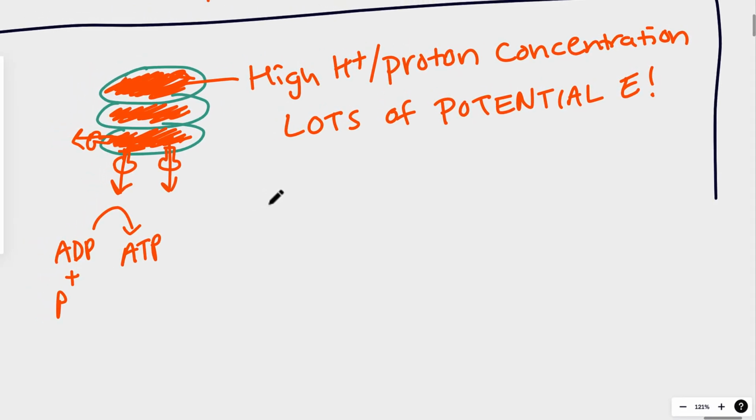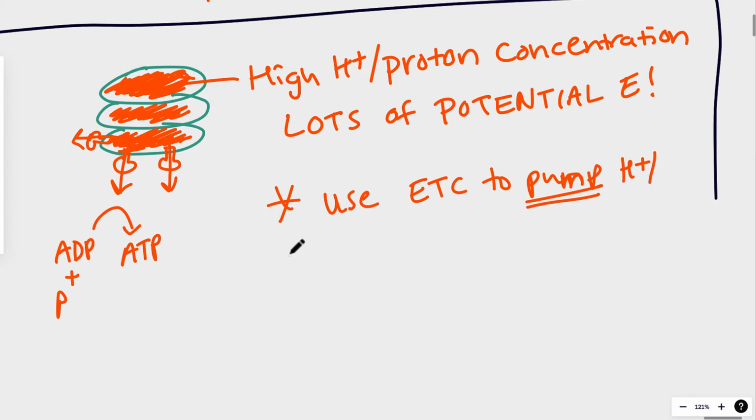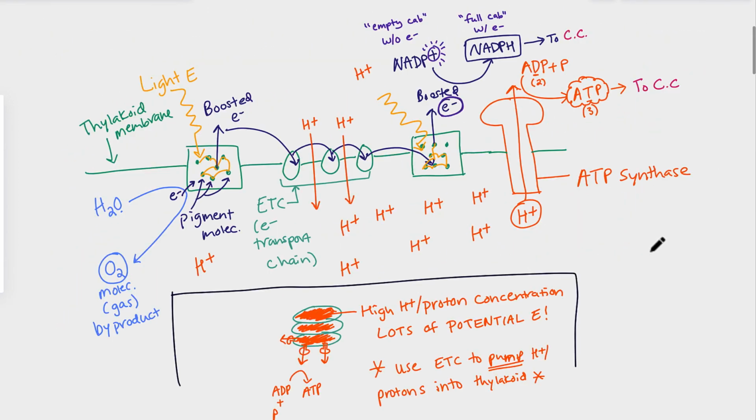And to remind us, how did we get the protons to get shoved inside there to begin with? We use the electron transport chain to pump, that's an active process, pump the hydrogen ions, protons, into the thylakoid space. So you do active transport to pump it in there, to get it crowded, to let it flow through, to use that energy of flowing to make ATP. And that's the very basic idea of the light reaction part of photosynthesis.